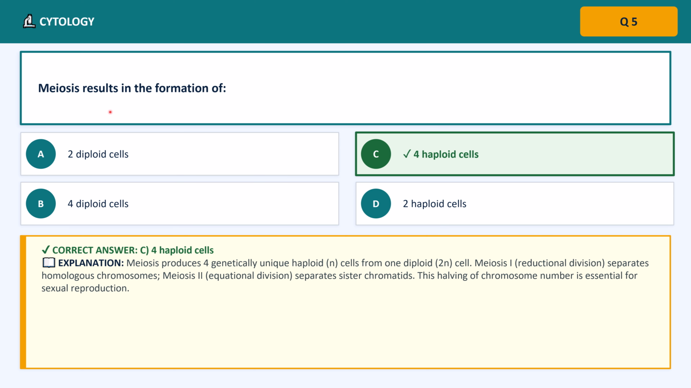Question 5. Meiosis results in the formation of, it's option C, 4 haploid cells. Explanation: meiosis produces 4 genetically unique haploid cells from one diploid cell. Meiosis I, reductional division, separates homologous chromosomes. Meiosis II, equational division, separates sister chromatids. This halving of chromosome number is essential for sexual reproduction.